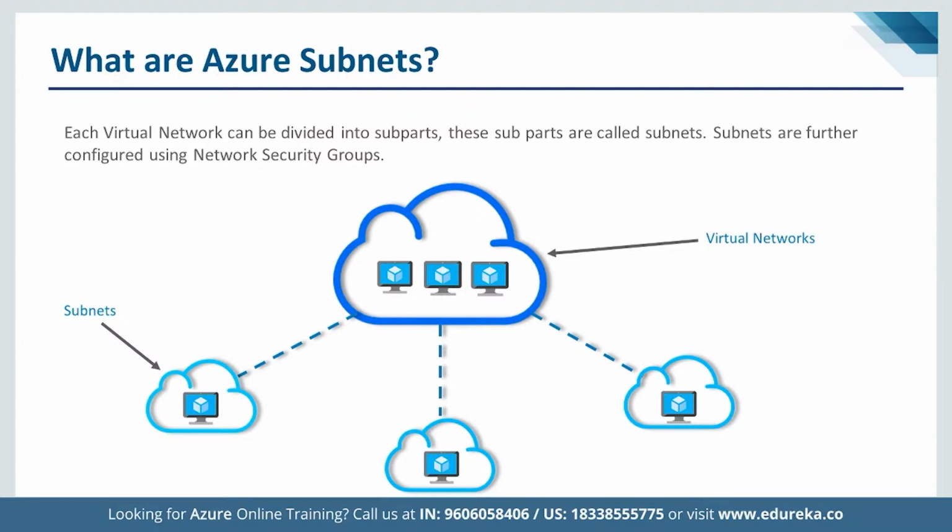So this is nothing but a virtual network. Now what is happening? We are dividing this into subparts. This is subnet 1, this is subnet 2, this is subnet 3. And then again we can have network security groups.